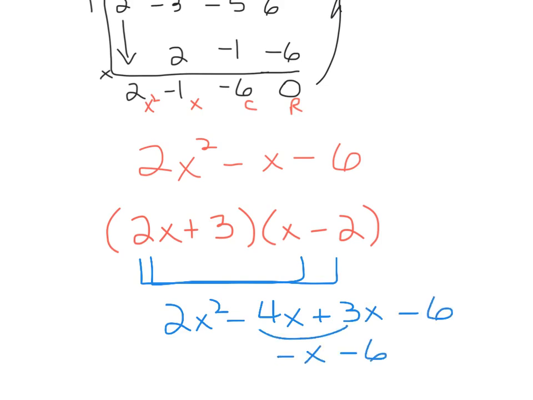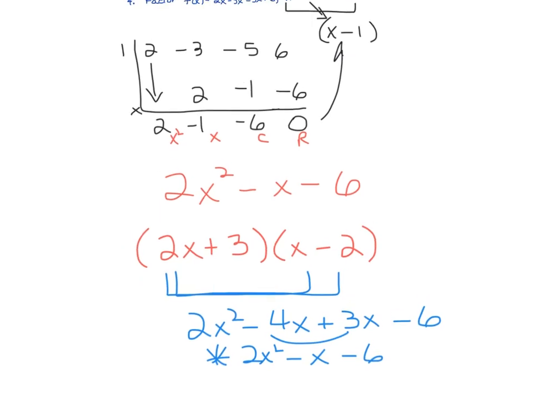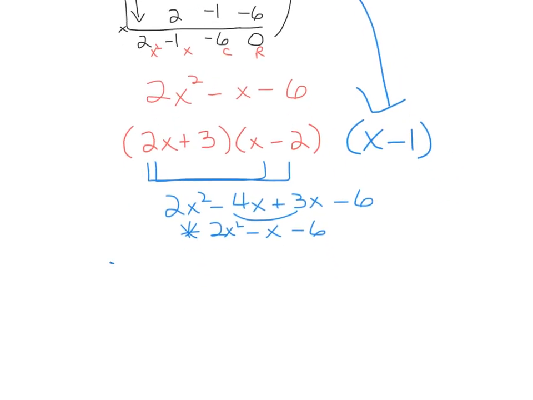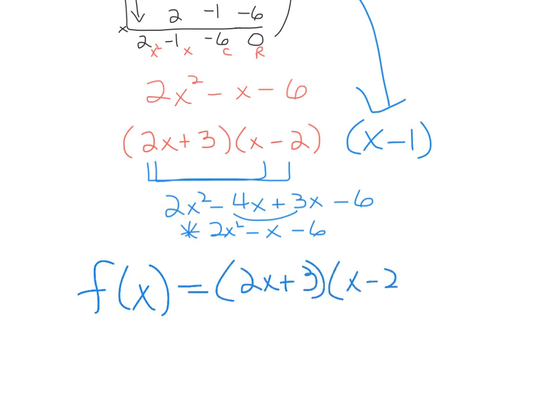When I add them, I do get what I was trying to factor. So 2x plus 3 times x minus 2, that will FOIL back. Again, remember you had your original factor that was given, which was the x minus 1. So the final factored answer will be f of x equals 2x plus 3 times x minus 2 times x minus 1. That is the factored form.